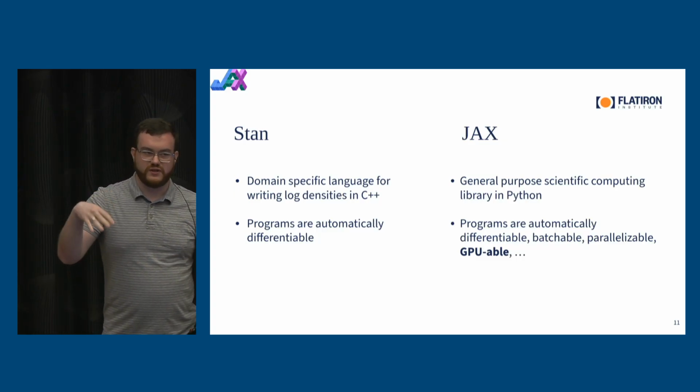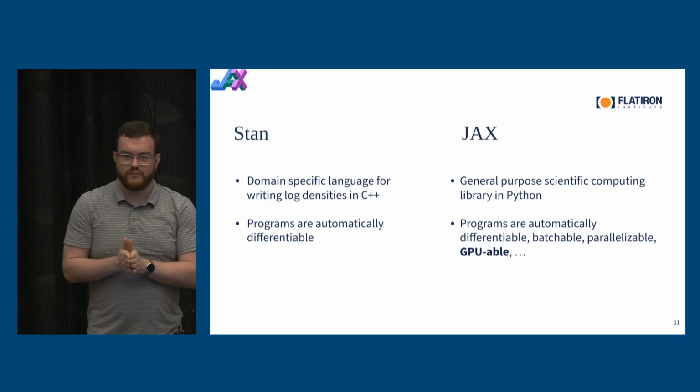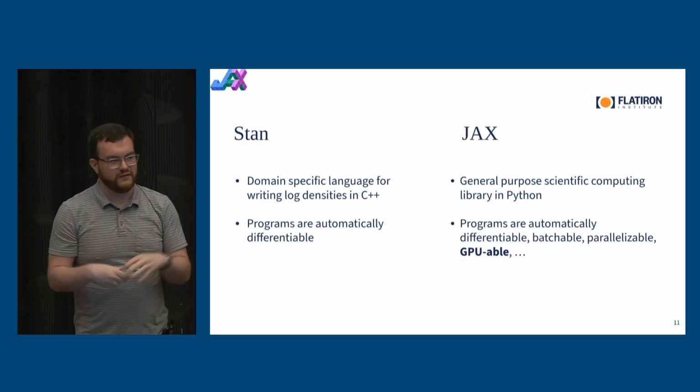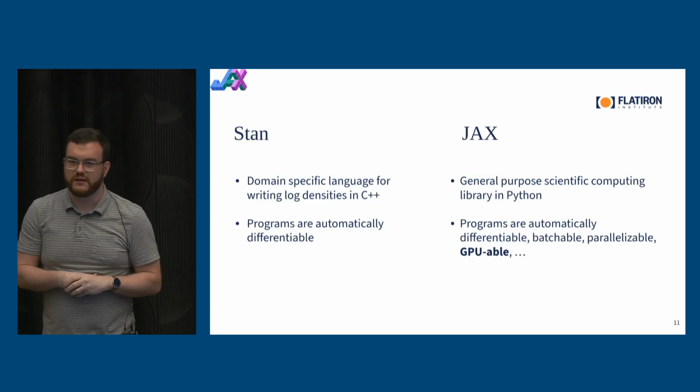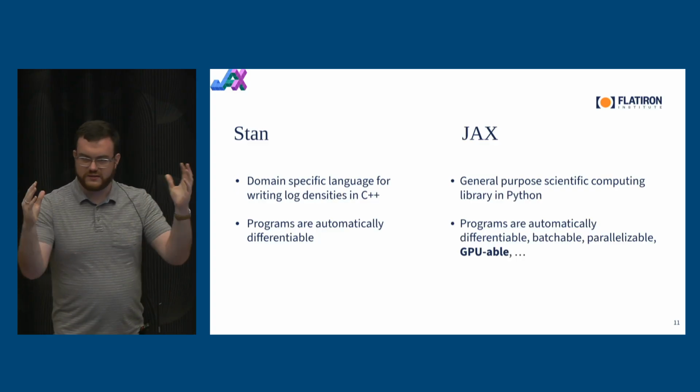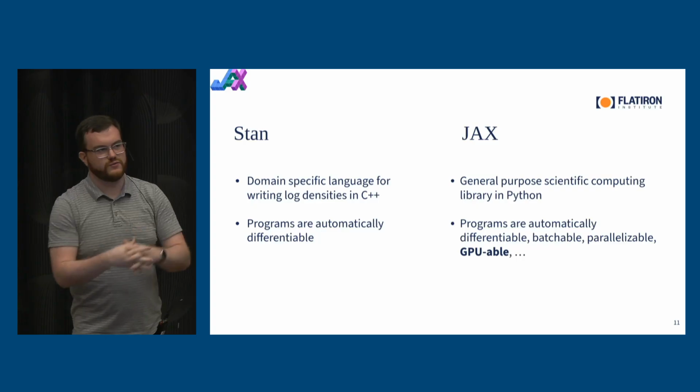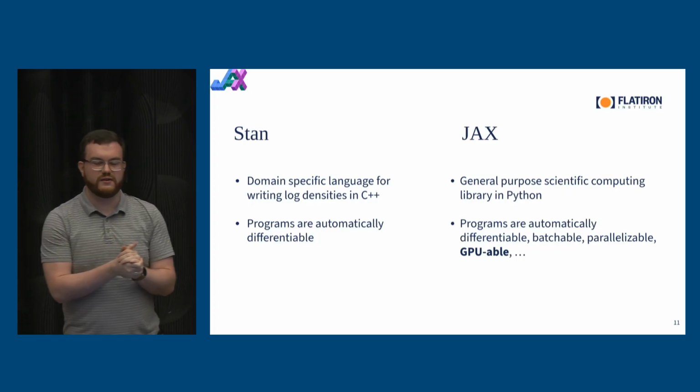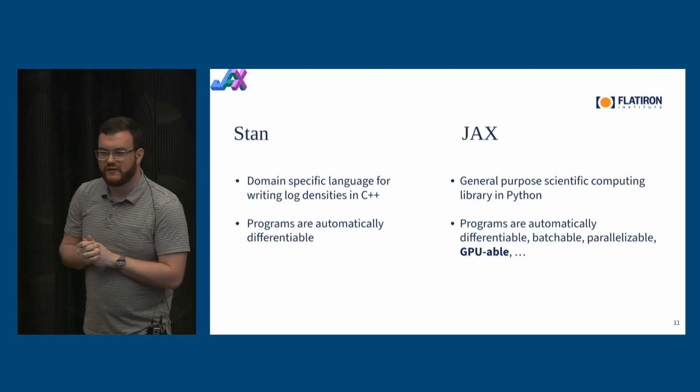JAX is positioned in a different way. It's a library in Python that does a lot of general purpose scientific computing and mathematics tasks. But it has one thing in common that ends up being the unifying thing: it also is automatically differentiable, but it also provides a lot of other things.